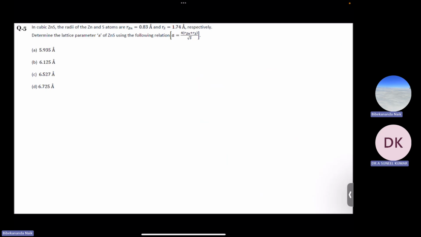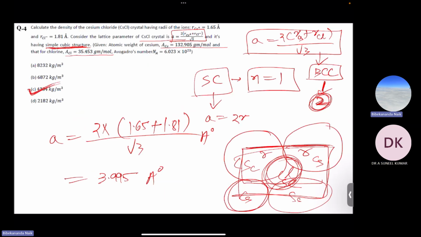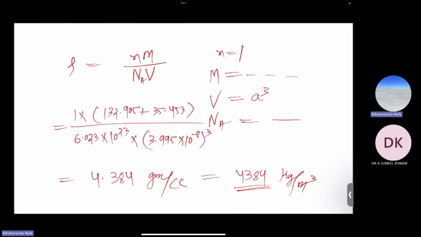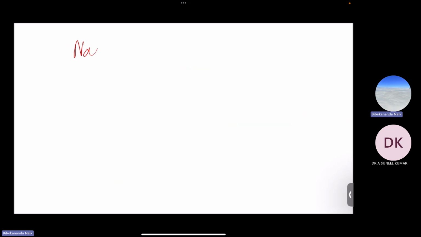But in case of cesium chloride, the space lattice is simple cubic, but at the center there is chlorine, and at the corners there is cesium. So that's why we will be taking this. So in simple cubic, what happens? In simple cubic, we have one atom per unit cell. But since it is a molecule, we'll be having two atoms per unit cell, because one will be present at the center.